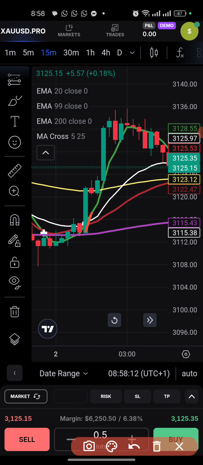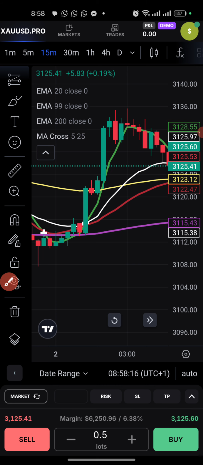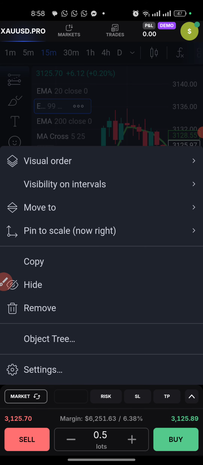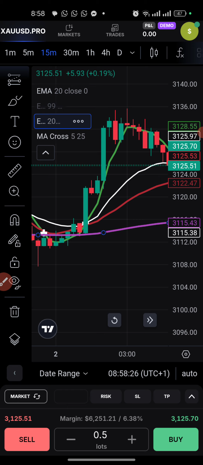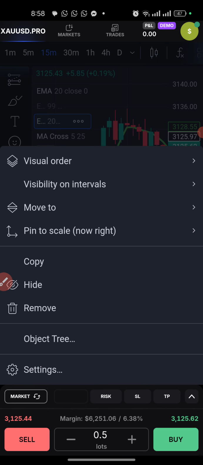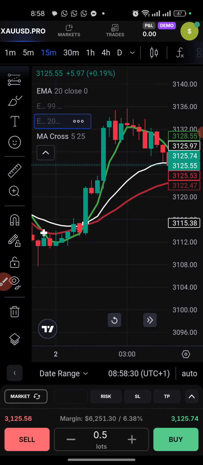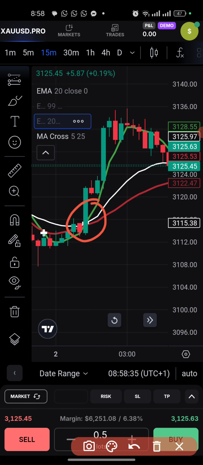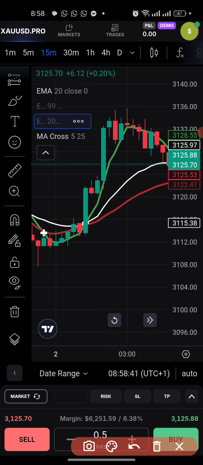Just for clarity purposes, because this may be looking too noisy for you, I'm going to hide my EMA 99 just for the purpose of explaining in this video, and I will hide the 200. I'll still put them back. But the star strategy is essentially this. You see here, we have an intersection of all the three, the white line, the green line, and the red line. So this is what is usually referred to as the star.